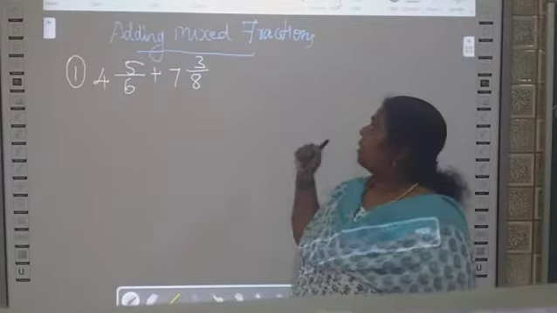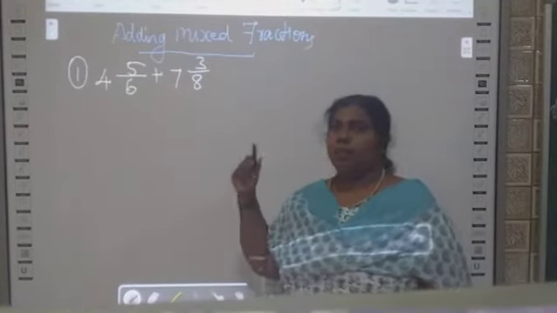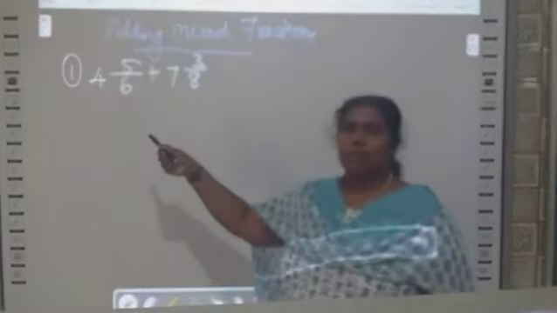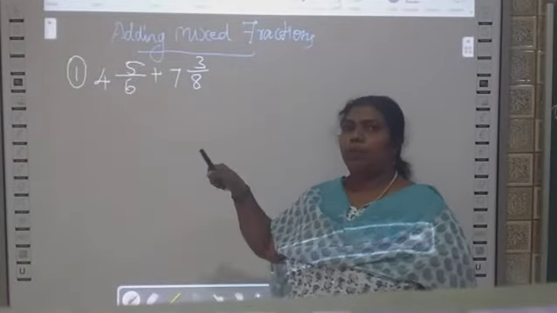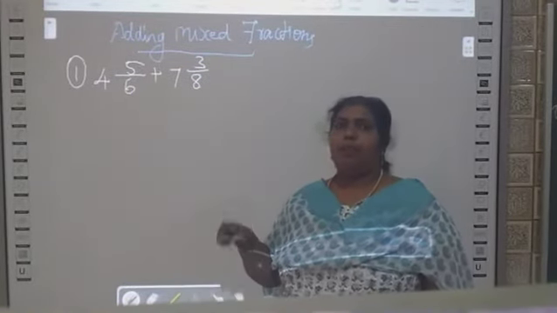Next, adding mixed fractions. So this is the mixed number, right? First we have to make it an improper fraction.